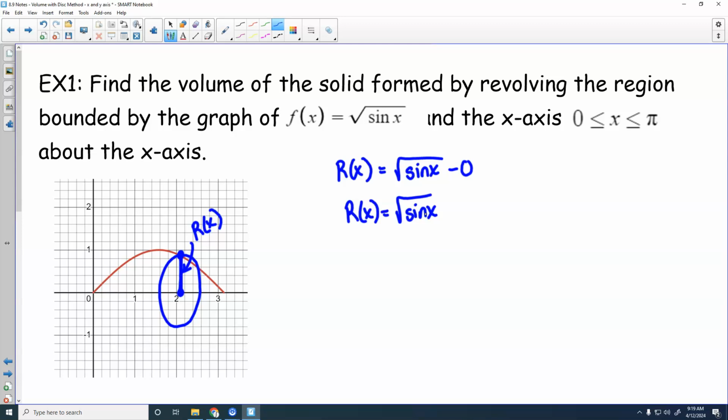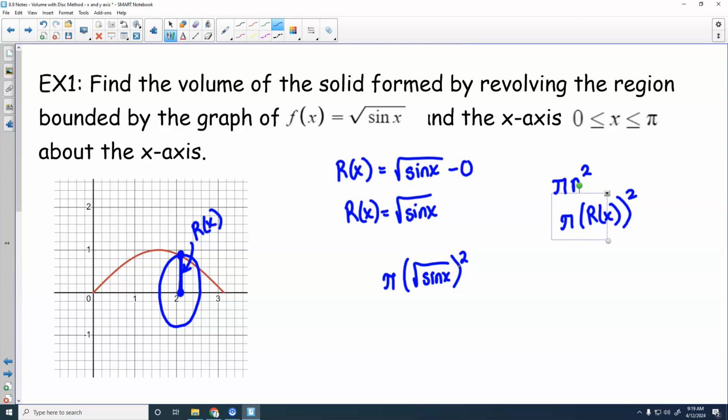Okay, so it's going to create a circle whenever you rotate it. All of these revolution problems are going to involve the area of a circle. The formula for the area of a circle is pi times the radius squared. So we're going to be doing pi times R of x squared, right? So we'll do pi times the square root of sine x, squared.